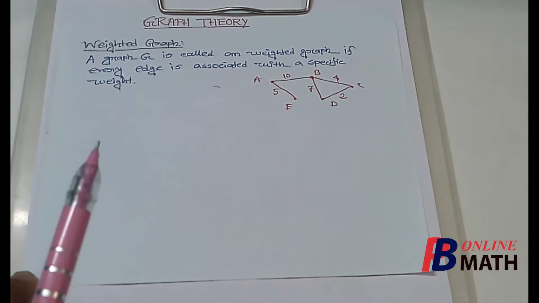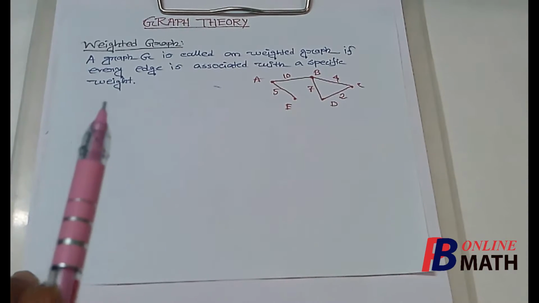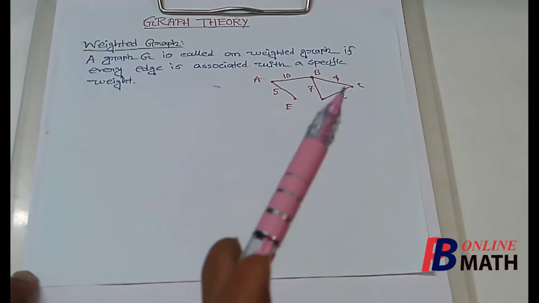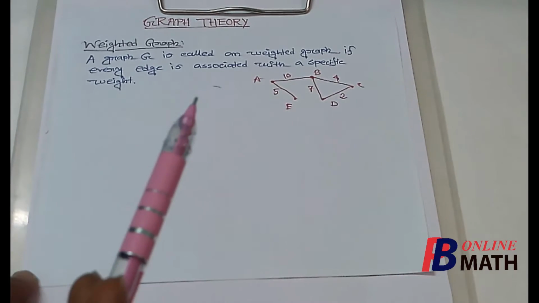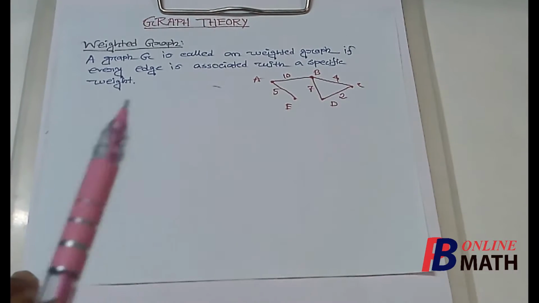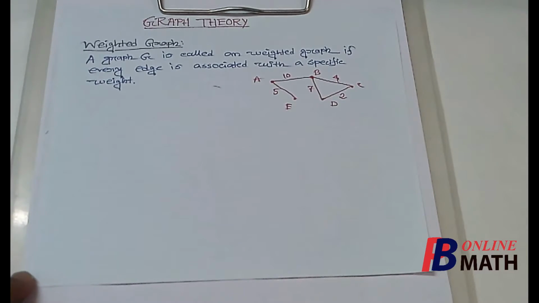This is the definition of a weighted graph. A graph G is called a weighted graph if every edge is associated with a specific weight. So in simple language, if we put a weight on each edge of a graph, then the graph is called a weighted graph. So far we have considered only graphs where no weight has been put on the edges, but now we shall consider graphs where weights will be given for the edges.